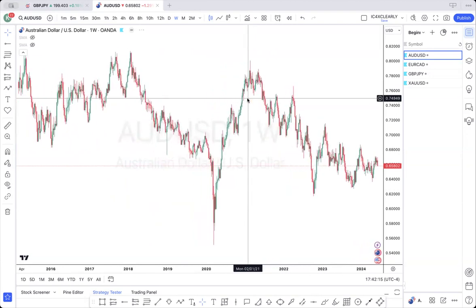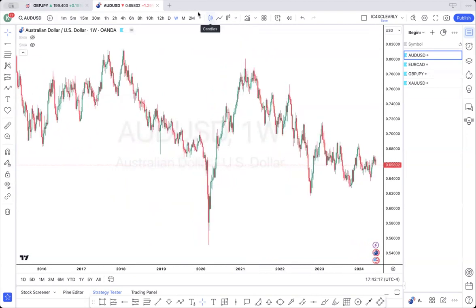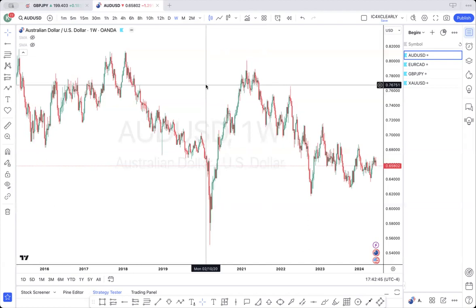So I am going to go through the step-by-step process on how I look at the market, how I mark up my zones, and how I would trade a swing trade if I were a swing trader versus how I would trade intraday trades.